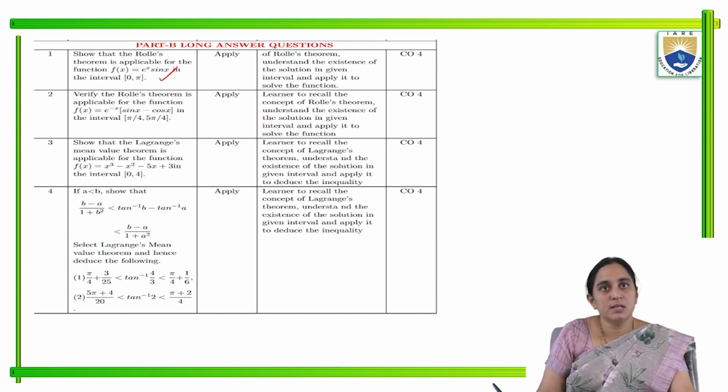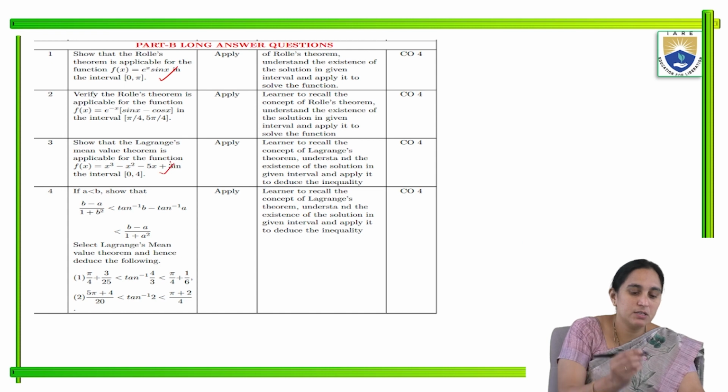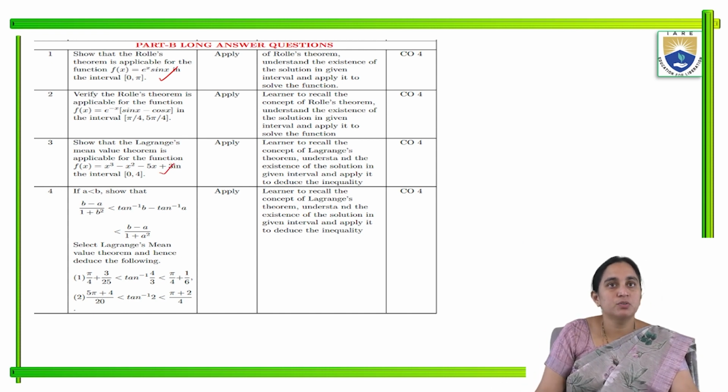It is continuous and differentiable, and f dash of c is equal to what? f of b minus f of a by b minus a. Okay, from that we get the c value. Here the function is an algebraic function, so definitely it is differentiable and continuous. After that we can find the c value.